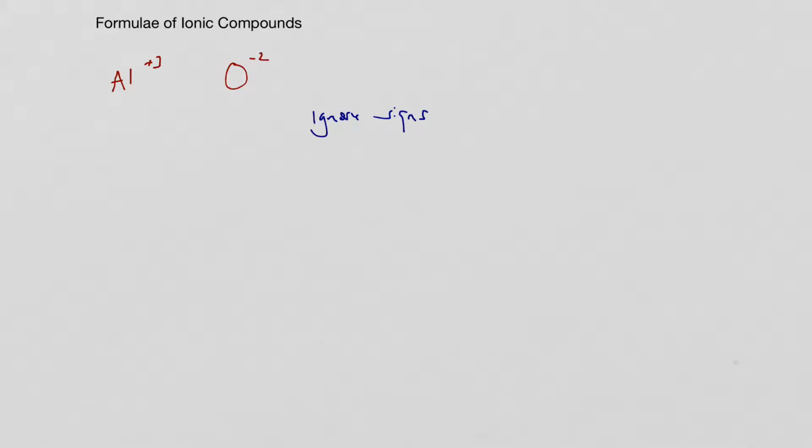First step is to ignore the signs. So I just write Al3 and O2. I've ignored the plus and the minus. Next step is to swap them over. So the aluminium gets oxygen's 2 and the oxygen gets aluminium's 3. Next stage is to drop those numbers down. So aluminium gets the 2, oxygen gets the 3.